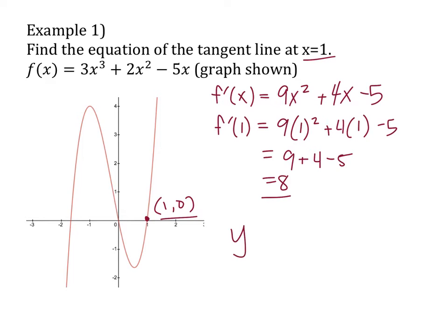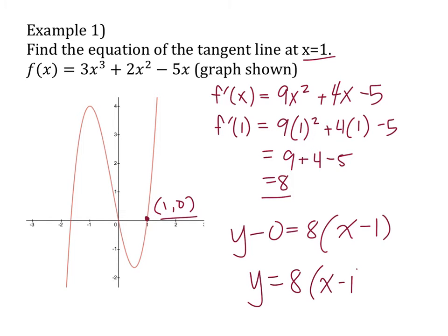So now I can just plug it into the point-slope form, y minus y1, so y minus 0 equals 8 times x minus 1. Simplifying this just one step, y equals 8 times x minus 1. If you want to go a step further and make it 8x minus 8, you can, but again, we don't need to. Okay, so when it's graphed for you and you have the point already there, it's super easy. Just find the slope.